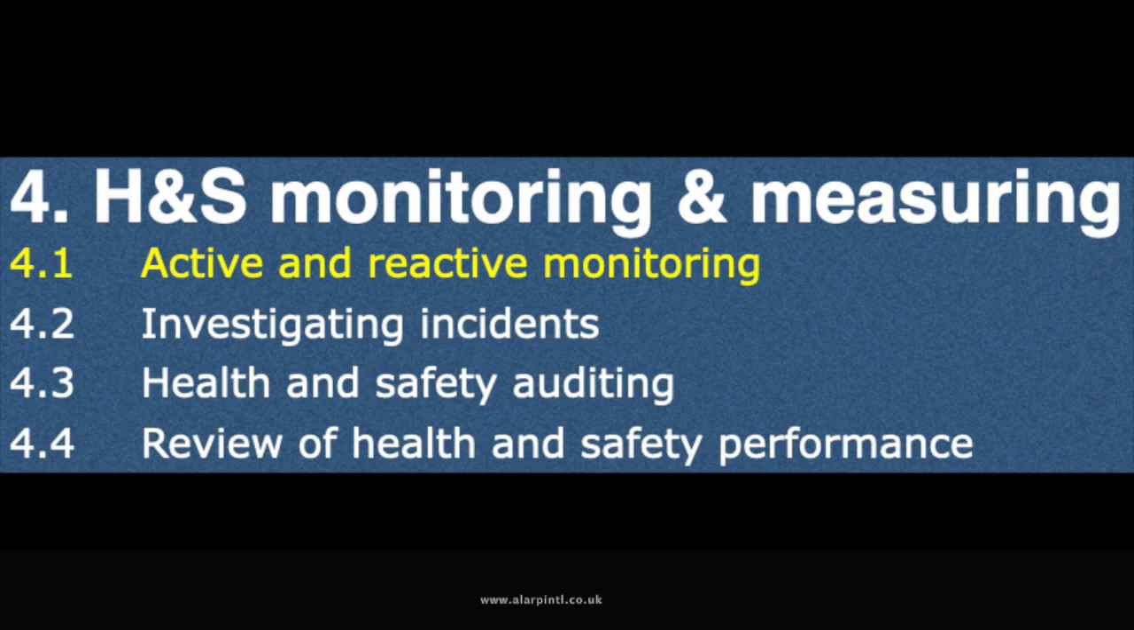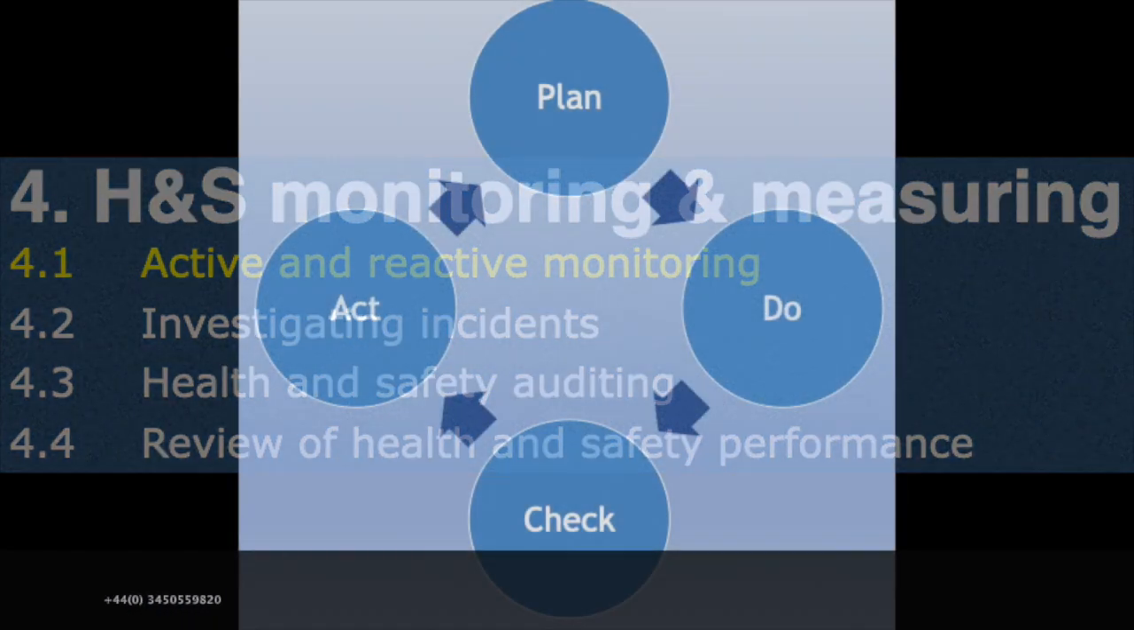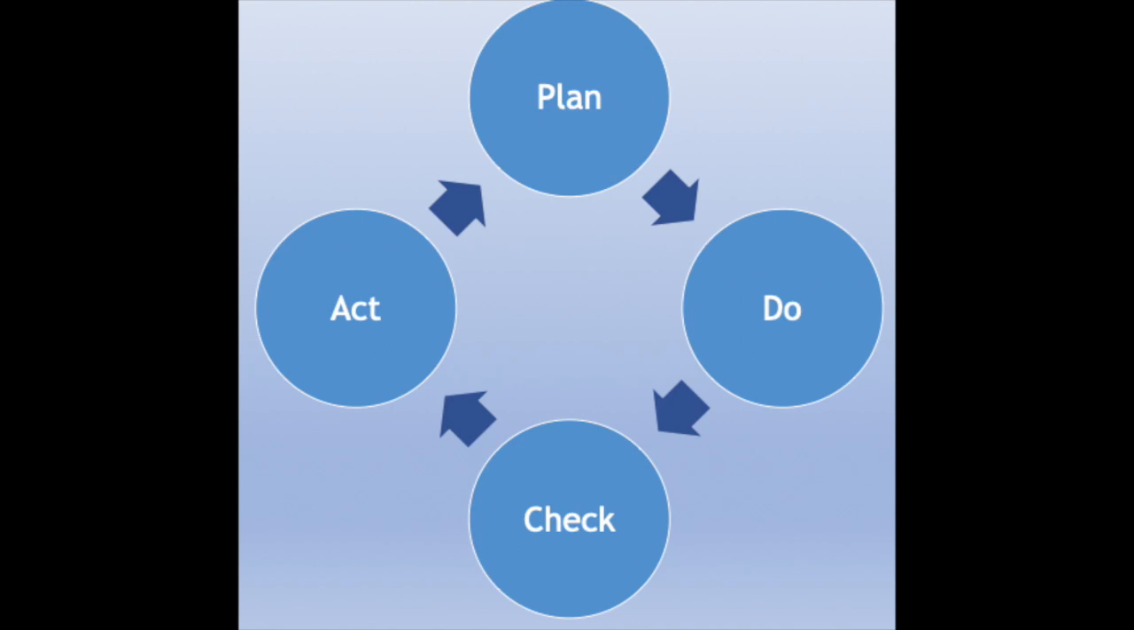Starting off with 4.1, active and reactive monitoring. Now, why do you think we are monitoring or measuring performance? If you reflect back on what we covered in element 2, we look at the plan, do, check and act, good safety management system. Why do you think measuring performance falls under this cycle? Obviously, it is the checking bit. So what are we checking?